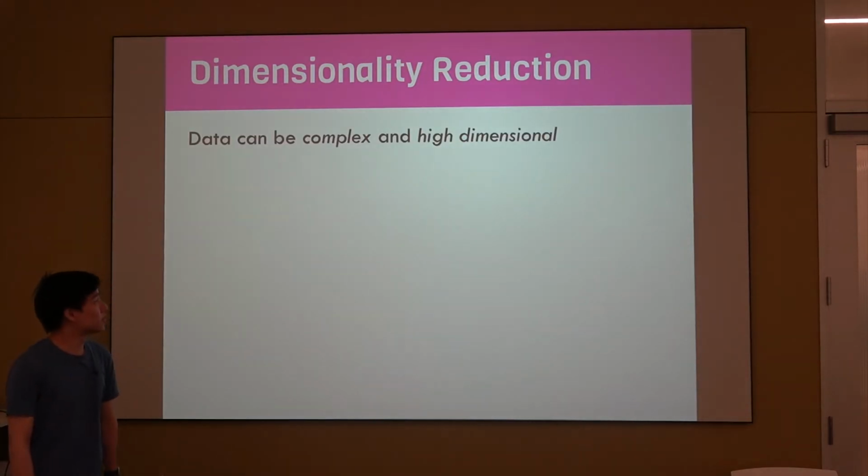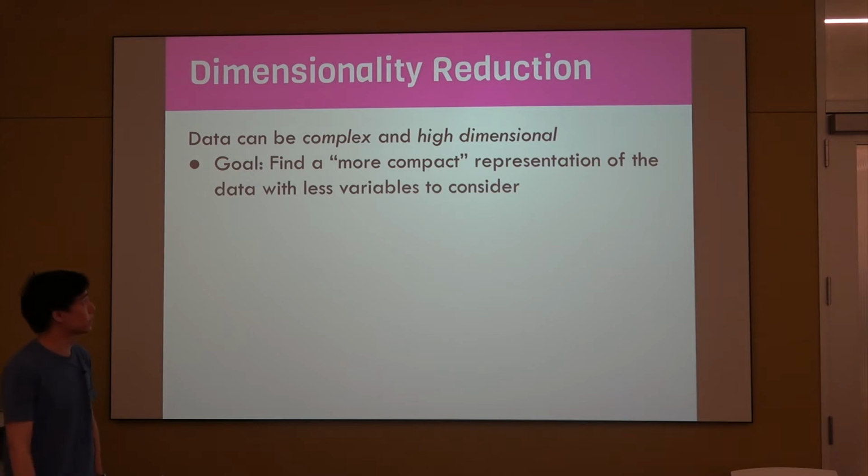This motivates the idea of dimensionality reduction. In this case, we have these ideas of movies being data, but data in general can be very complex and high dimensional. High dimensional in this setting just means that you have a lot of things to consider. In our toy example with the movies, it's just that we have a lot of movies to consider. One of the goals of dimensionality reduction is to try and find a more compact representation of the data, so we have to consider fewer variables.